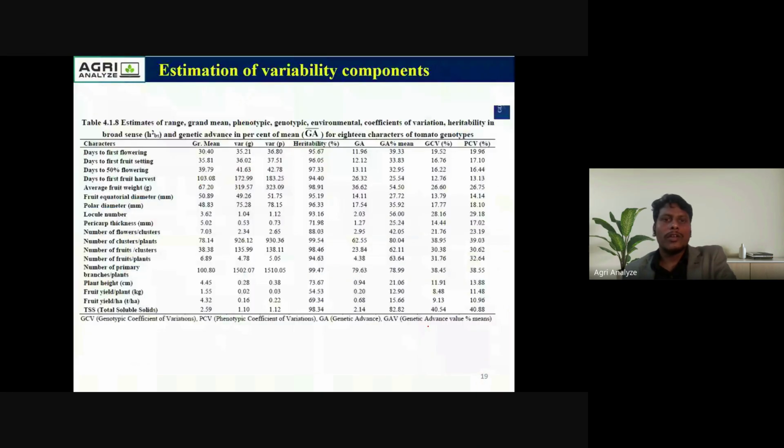So coming to the next slide. This is the estimation of the variability components. That is the table taken from the thesis. In this table, you put the grand mean value, genotypic variance, phenotypic variance, heritability, genetic advance percentage, GCV percentage and PCV percentage.